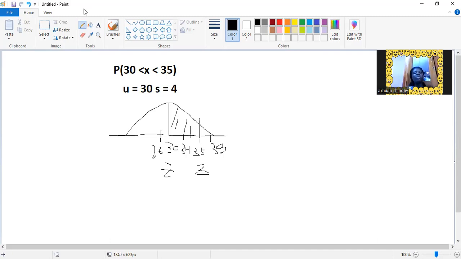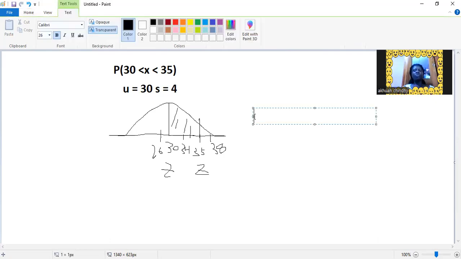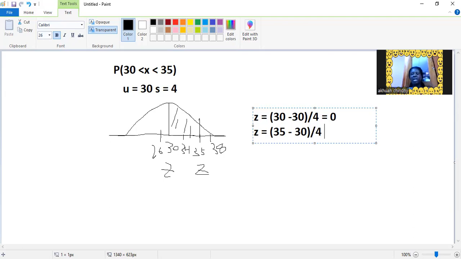So z equals, you know the formula by now, so we'll go straight forward. Our value, which is 30, minus our mean, also 30, divided by our standard deviation. 30 minus 30 is 0, divided by 4 is 0. So this gives us 0. Then the z for 35 will be 35 minus our mean, which is 30, divided by 4. Use your calculator, 35 minus 30 divided by 4 gives us 1.25.